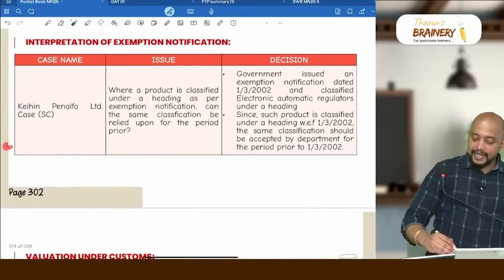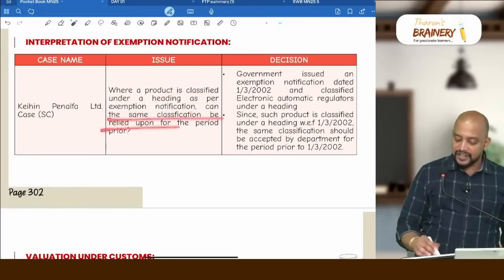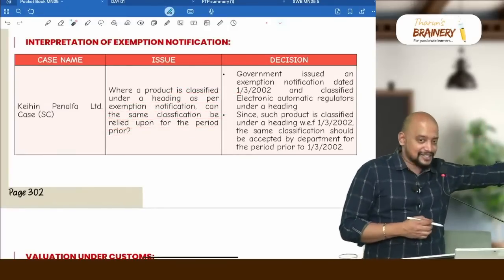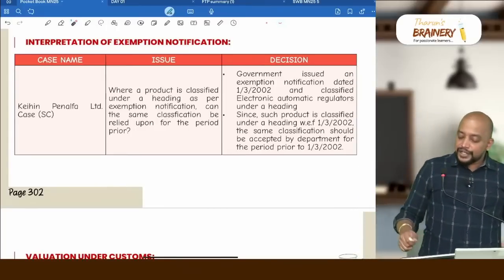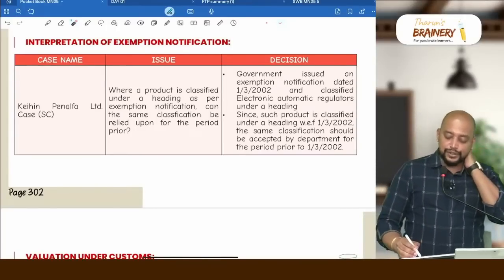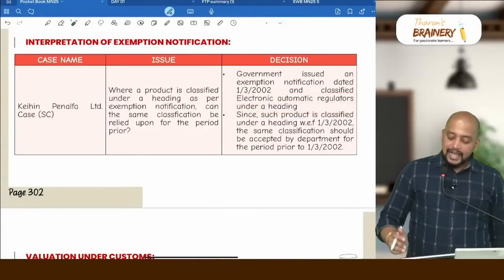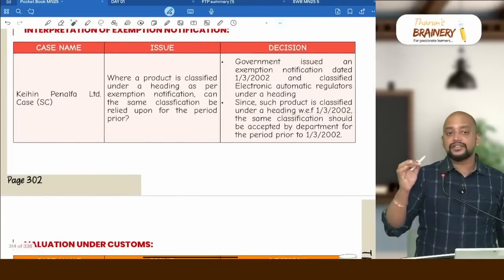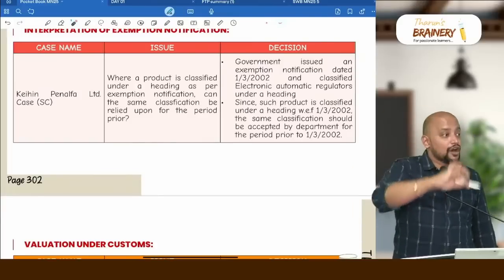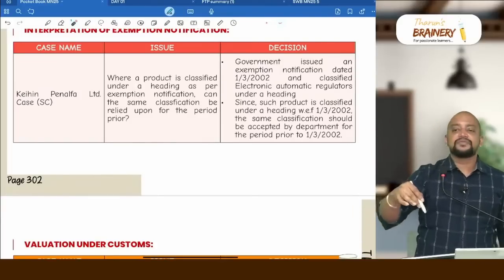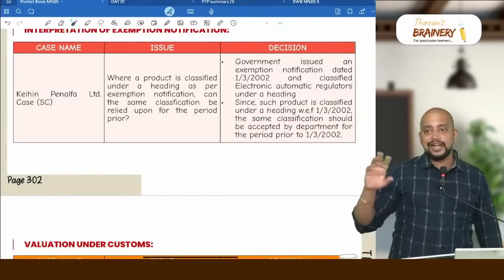Then next, the Canon Pentalpha Limited case, where a product is classified under a heading as per an exemption notification: can the same classification be relied upon for the prior period? This was already tested in the November 24 exam, same case, okay. What do they say? The government issued an exemption notification dated 1/3/2022 and classified electronic automatic regulators under a particular heading. Since the product is classified under a heading with effect from 1/3/2022 by the department, for the period prior to 1/3/2022 also they should follow the same classification. Therefore the same classification should be accepted by the department for the period prior to that date also.